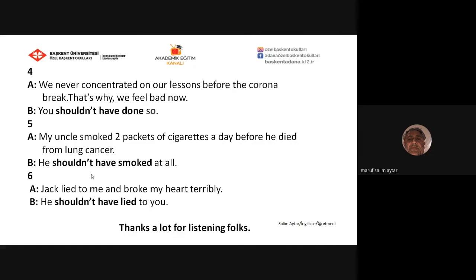We never concentrated on our lessons before the corona break. That's why we feel bad now. So you shouldn't have done so. You should have concentrated on your lessons, actually. My uncle smoked 2 packets of cigarettes a day before he died from lung cancer. He shouldn't have smoked at all, or he should have stopped. Number 6 says, finally, Jack lied to me and broke my heart terribly. He shouldn't have lied to you. He should have told you the truth, actually.